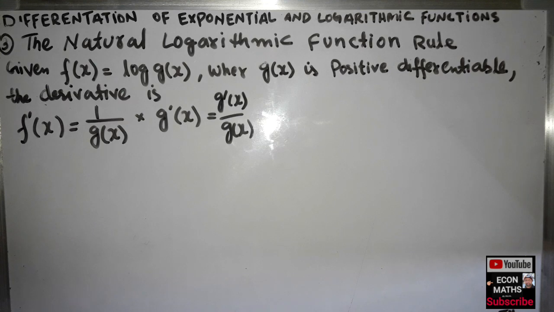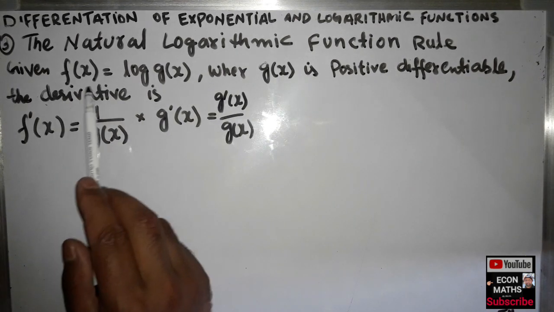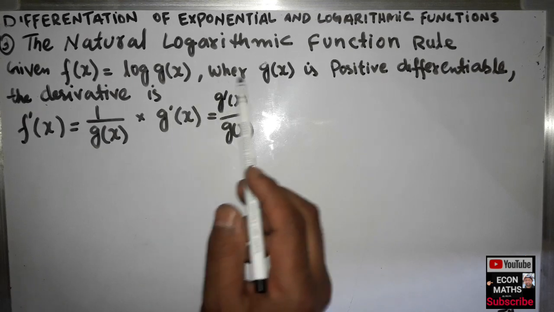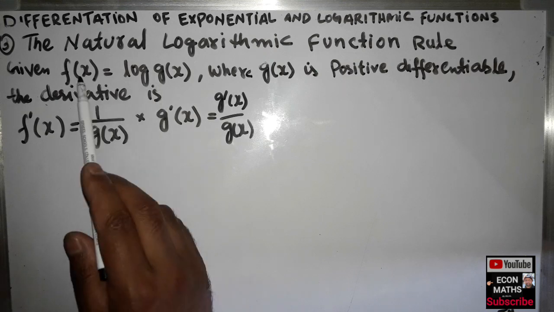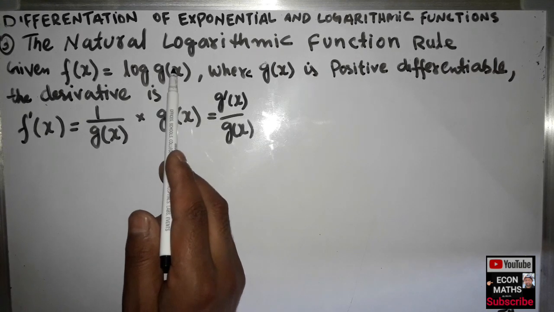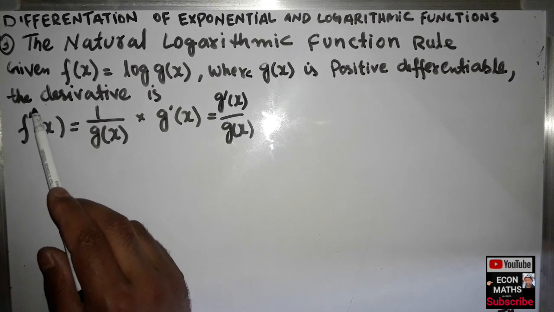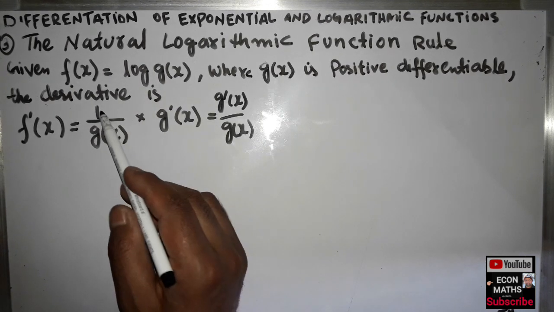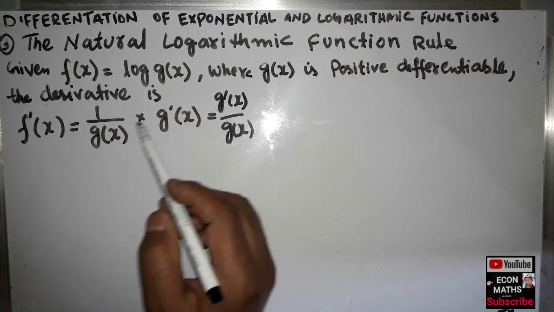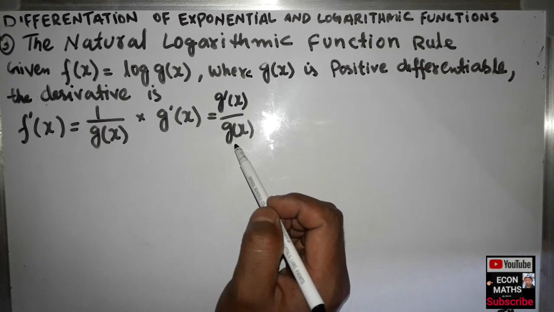The third rule on the differentiation of exponential and logarithm functions is the natural logarithm function rule. It says that given f of x is equal to log of g of x, where g of x is positive and differentiable, the derivative f dash x is equal to 1 over g of x times the derivative of the denominator, that is, g dash x over g of x.